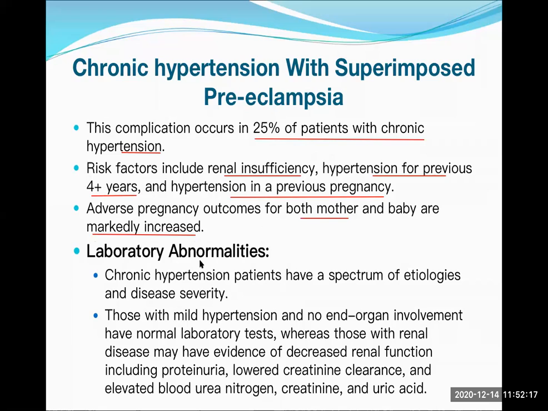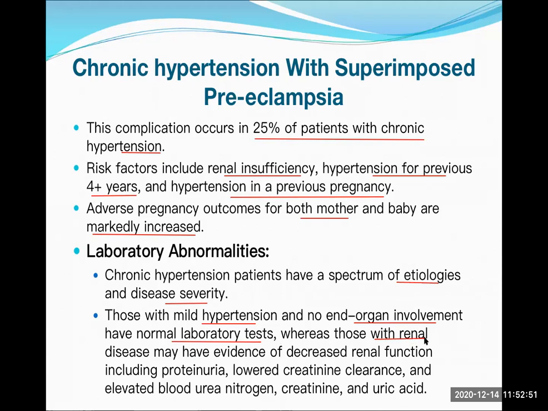Regarding the lab abnormality, it is not very much different. The chronic hypertension patient have a spectrum of etiology and disease severity, already talked about. And those with mild hypertension and no end organ involvement have normal lab test. Definitely, if the end organs are not damaged, then why would the lab test be abnormal? If you take the chest X-ray, the heart size looks normal. If you do a liver function test, the liver functions are fine because the organs are not damaged.